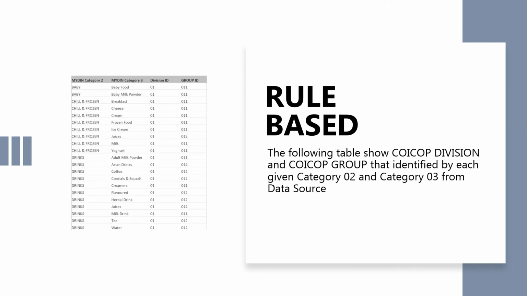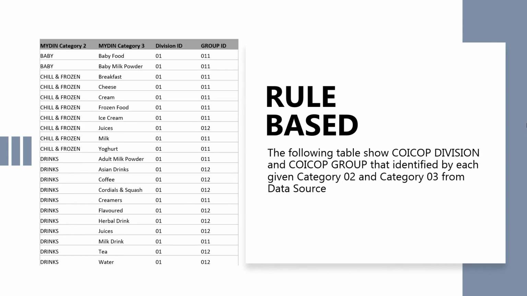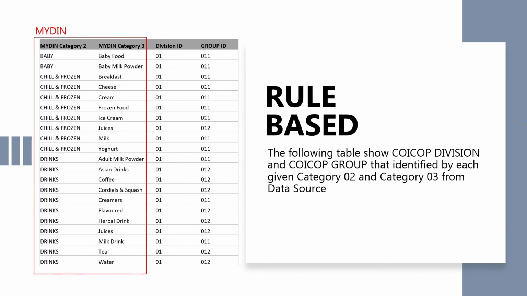The following table shows the COICOP division and COICOP group that are identified by each given category 02 and category 03 from the data source, MyDin. The dictionary will help each title in Category 2 and Category 3 to directly process using the match and similarity process into COICOP class and COICOP item under a specific division and group. It will lead to a specific COICOP item and give an optimal result.